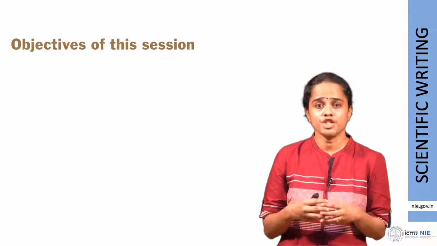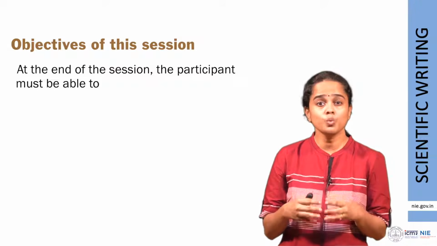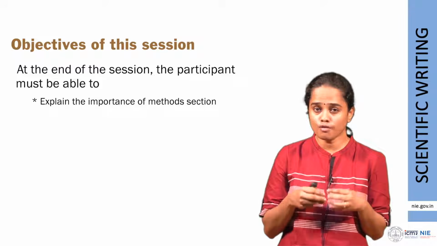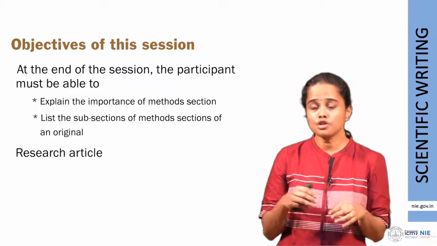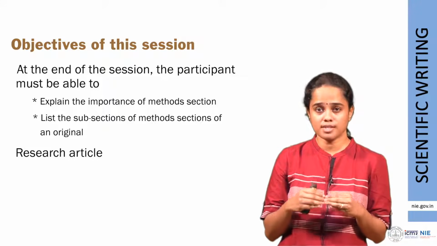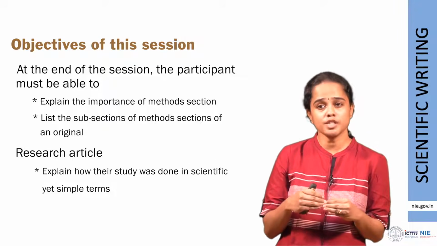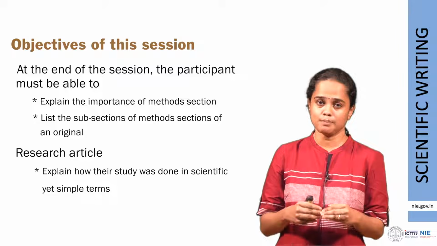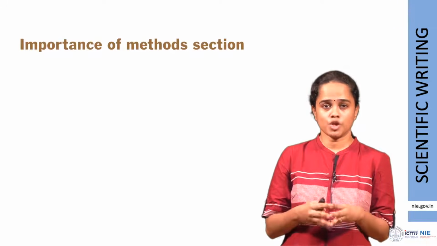So in this session, my objectives will be that by the end of the session, you will be able to explain the importance of the methods section of an article, list the subsections of the methods section of any original research article, and also explain how your study was done and explain it in scientific yet very simple terms. So why is this methods section important?